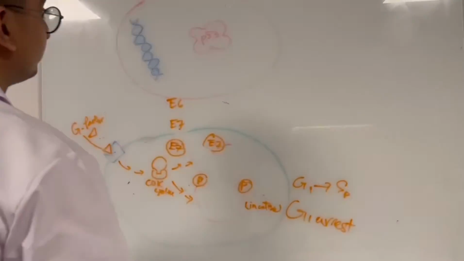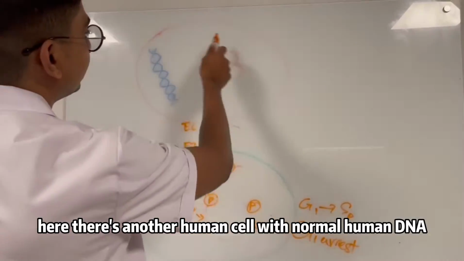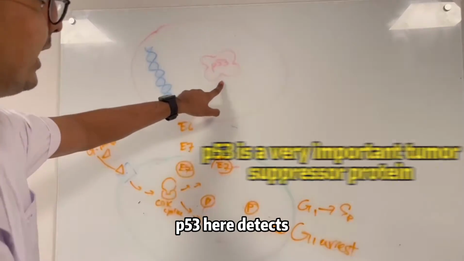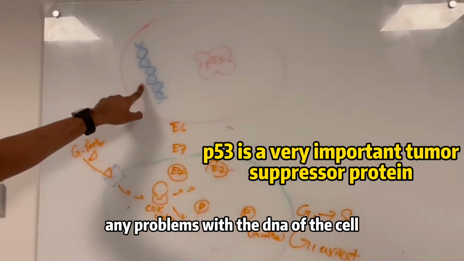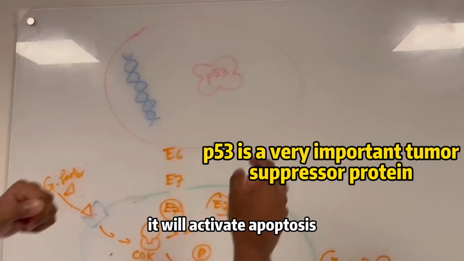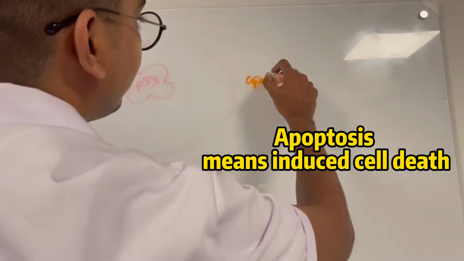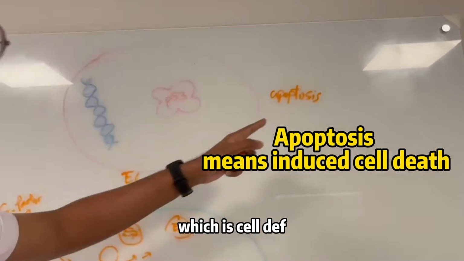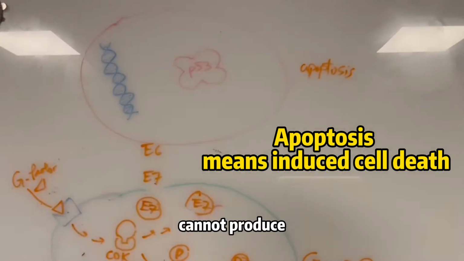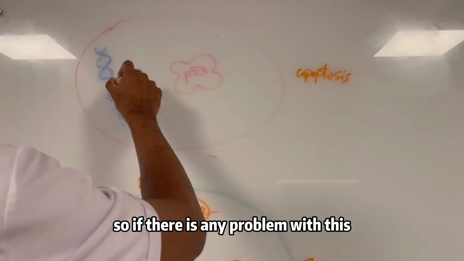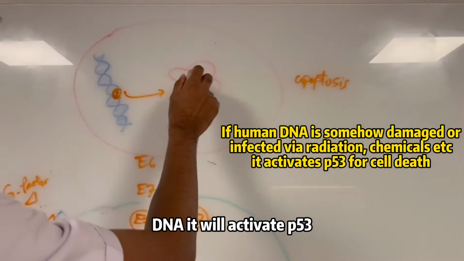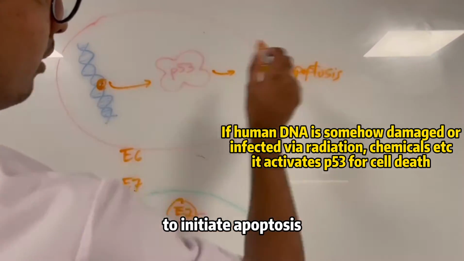On the top here, there's another human cell with normal human DNA. Now p53 here detects any problems with the DNA of the cell, and if there's anything wrong with it, it will activate apoptosis, which is cell death, to kill the cell so that this bad DNA, this infected cell, cannot reproduce. So if there is any problem with this DNA, it will activate p53 to initiate apoptosis.